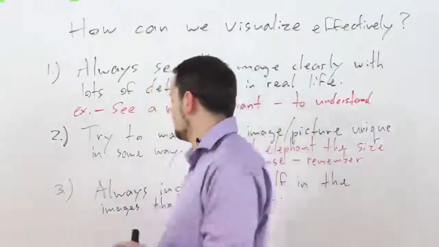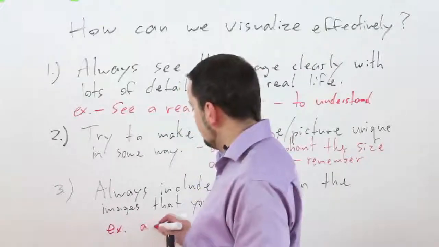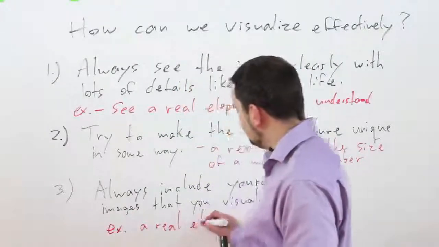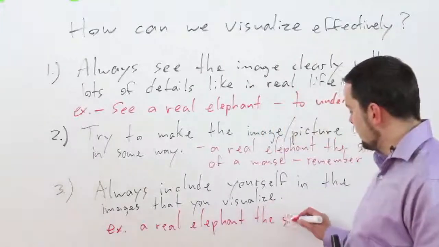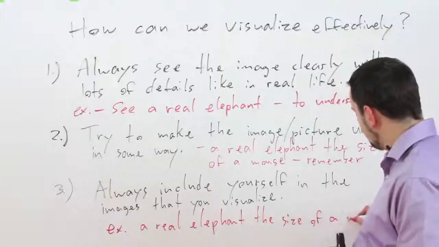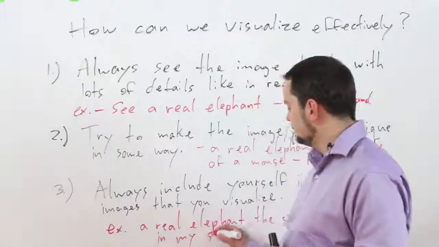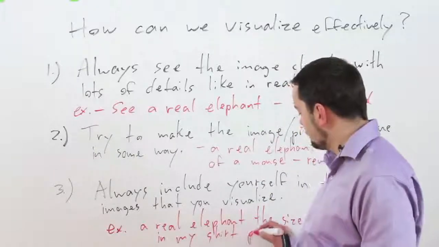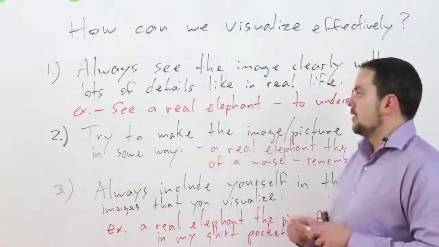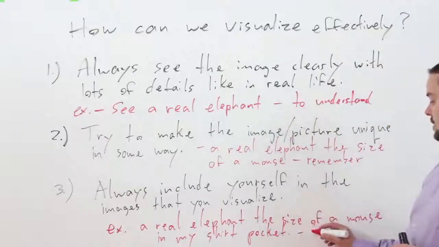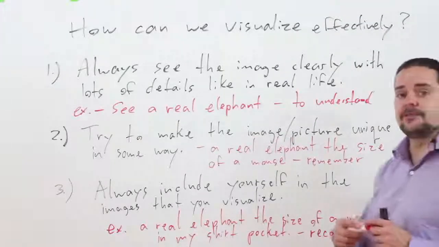So the example here for the third one is a real elephant the size of a mouse in my shirt pocket. All right, and why are we doing that? Because this will help us to recall information. So again, to bring back information.